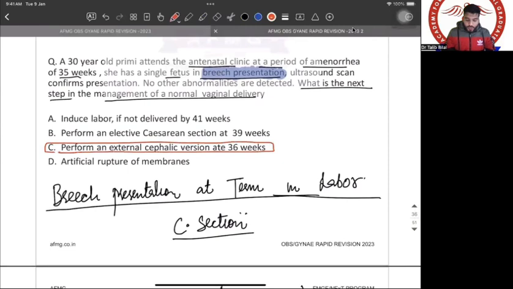Okay, we cannot induce if not delivered by 47 weeks. Guys, we have to always choose the first option. That is a later option if you do not go for the ECV. The first option here, you have to go with the 36 weeks external cephalic version. External cephalic version. So for the breech presentation, is that okay?